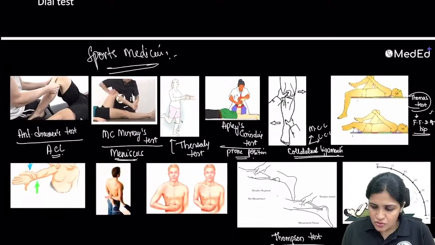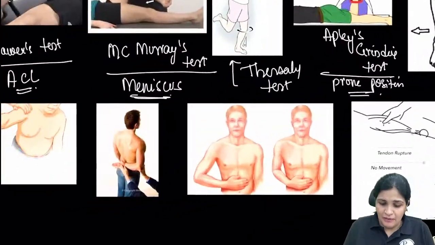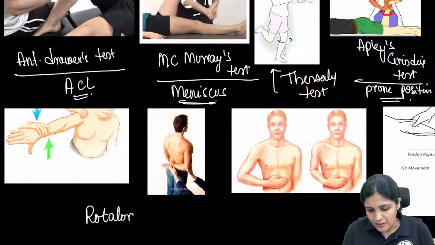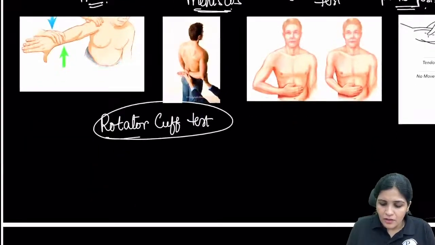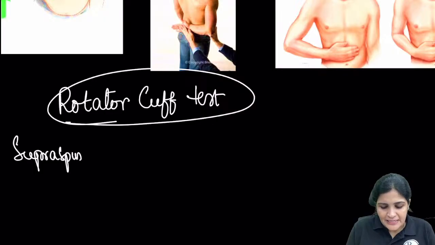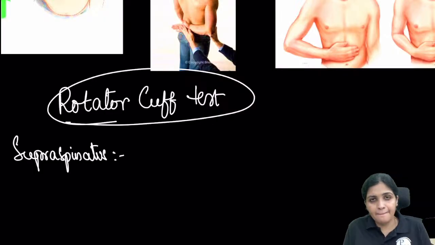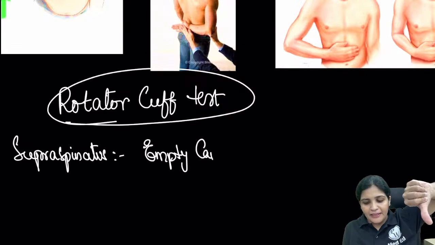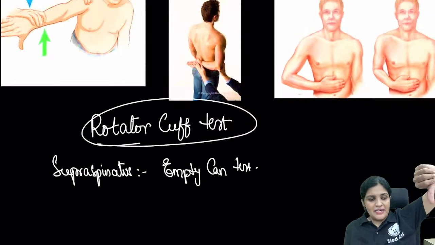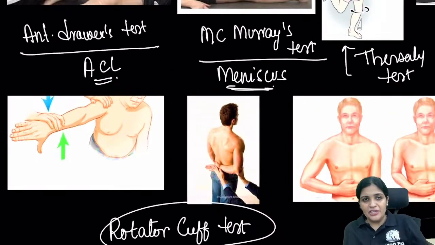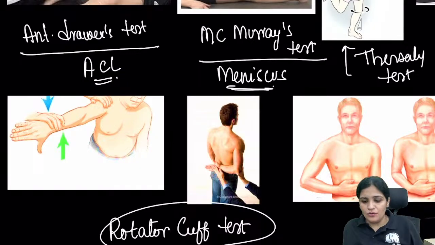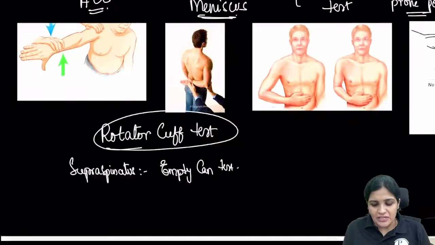Okay. Now these are the lower limb tests, what I was talking about. Now come to the rotator cuff tears. So what are the rotator cuff tests we have? First one is your supraspinatus tear. What is the test for supraspinatus? Empty can test, right? Supraspinatus is mainly for your initial abduction. So for testing your initial abduction, you put the empty can like this, and then you test the abduction. So that is your supraspinatus.